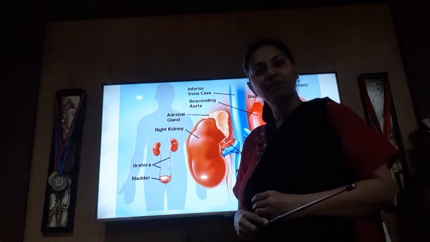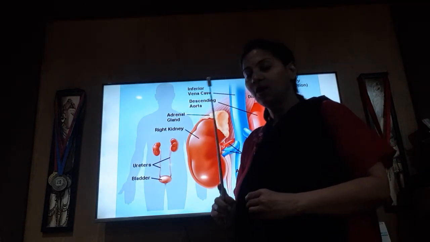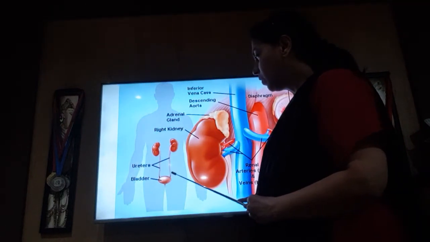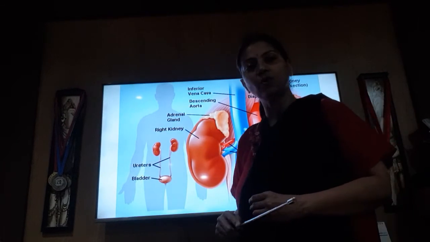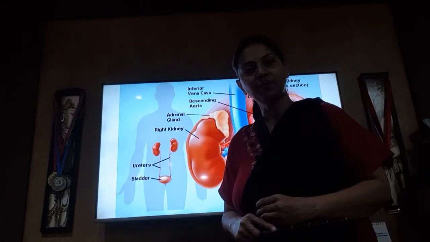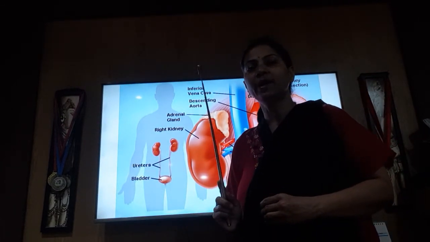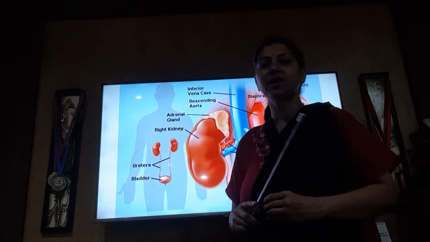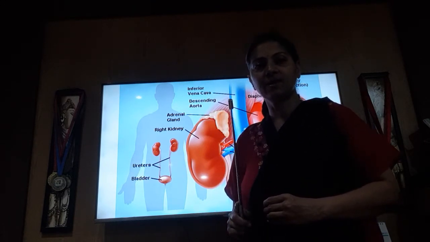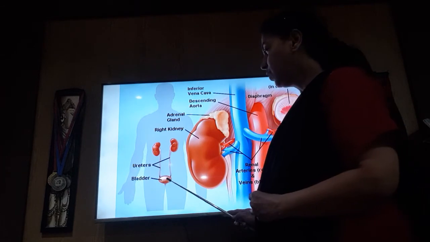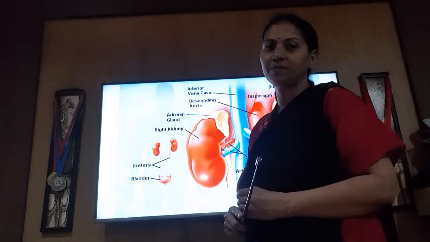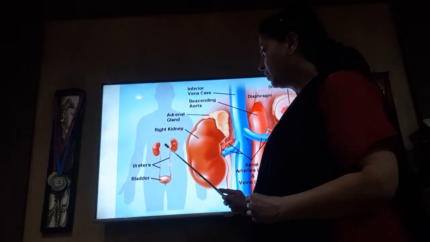And the base will have 2 ends on which the 2 ureters will open. So the ureteric openings, right and left, are present on the upper 2 ends of the base of the trigone, and the apex has the opening of the urethra, the urethral opening. So this is the ureter.